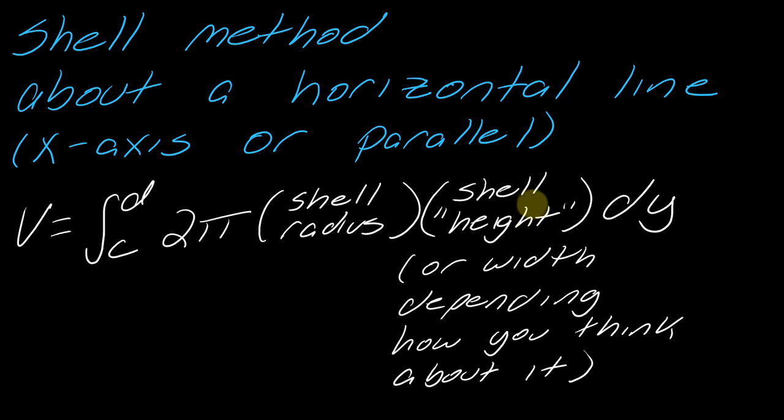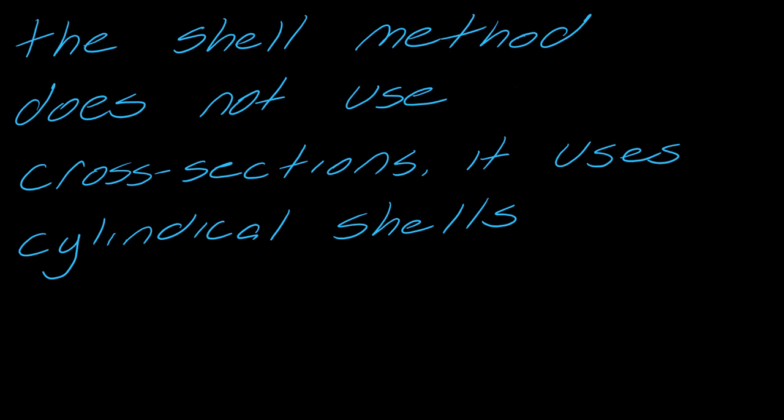A lot of times when I go about a horizontal line, I have a tendency to think of this as width, but depending on which way you orient yourself with the picture, you could think of it either way, right? But this is a difference because now everything is going to be integrated with respect to y. So when we're talking shell method, it kind of works the opposite from, say, the disc and the washer method. The shell method is not using cross sections, okay? It's literally using cylindrical shells. That is why there's a difference with these formulas.